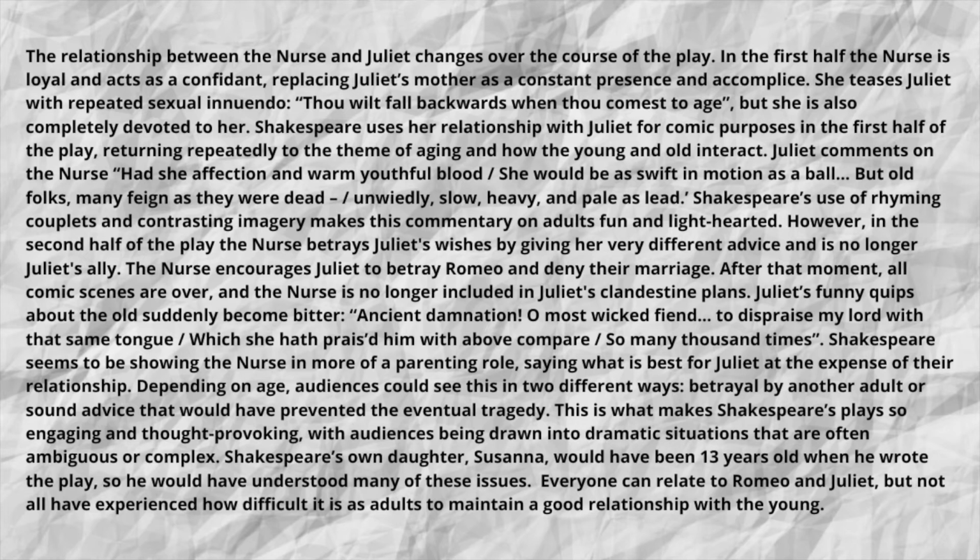Shakespeare uses her relationship with Juliet for comic purposes in the first half of the play, returning repeatedly to the theme of aging and how the young and old interact. Juliet comments on the nurse. "Had she affection and warm youthful blood, she would be as swift in motion as a ball. But old folks many feign as they were dead, unwieldy, slow, heavy and pale as lead." Shakespeare's use of rhyming couplets and contrasting imagery makes this commentary on adults fun and light-hearted.